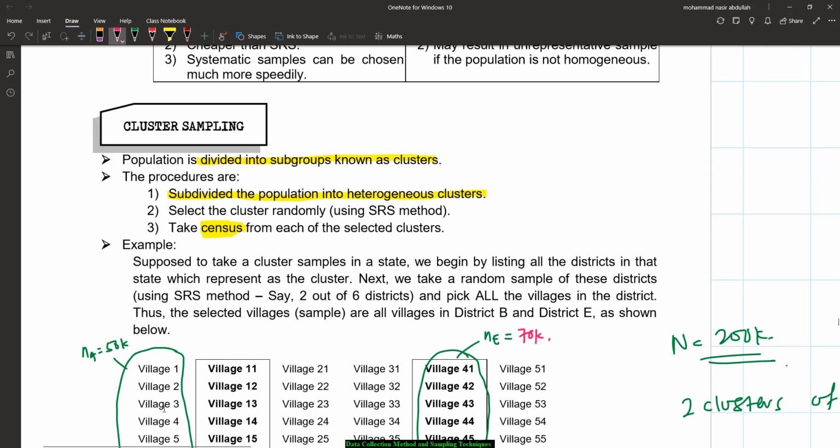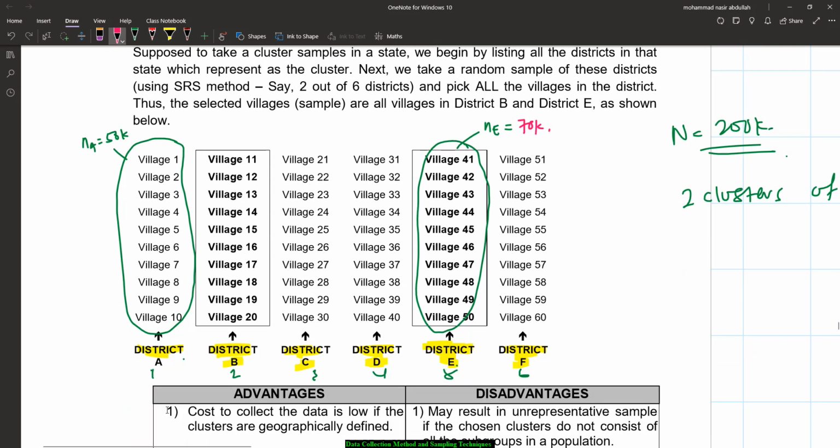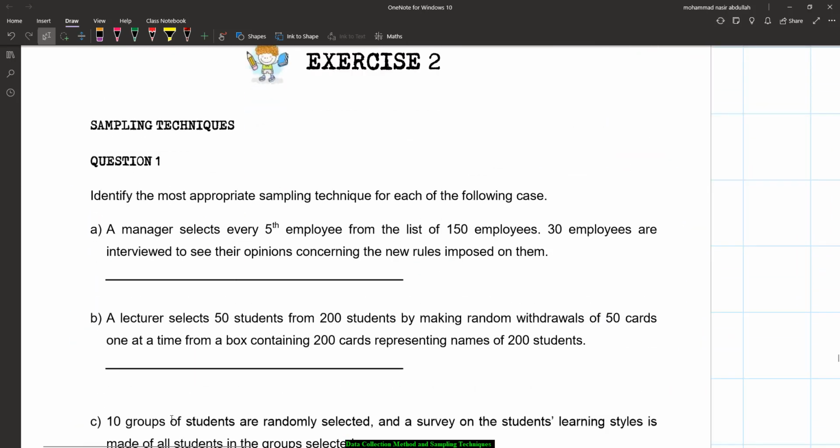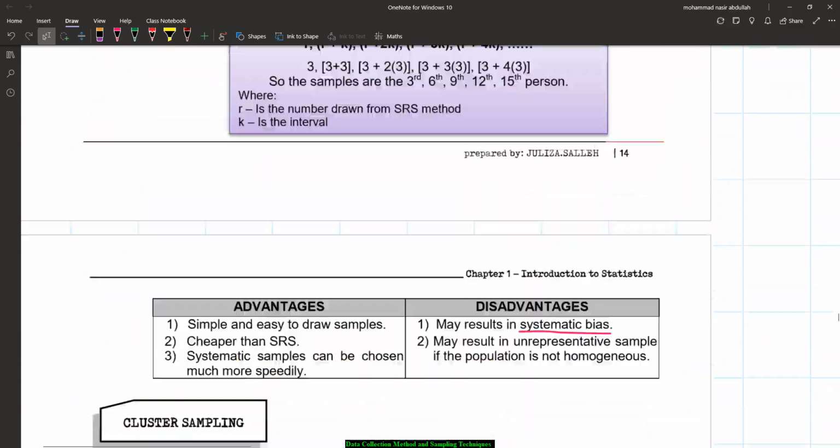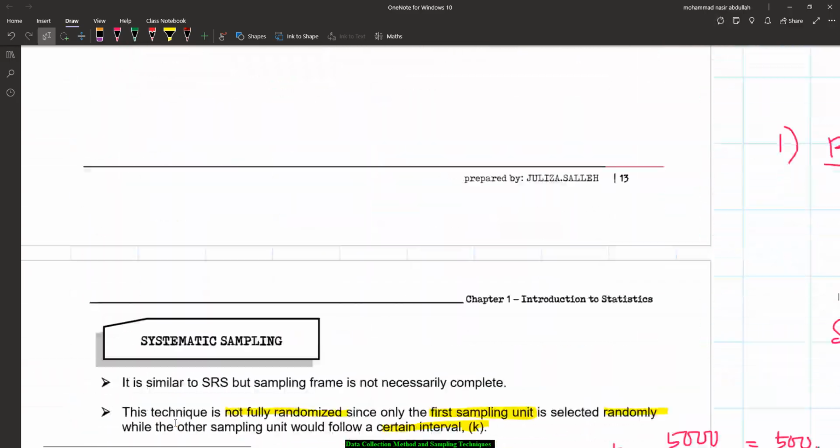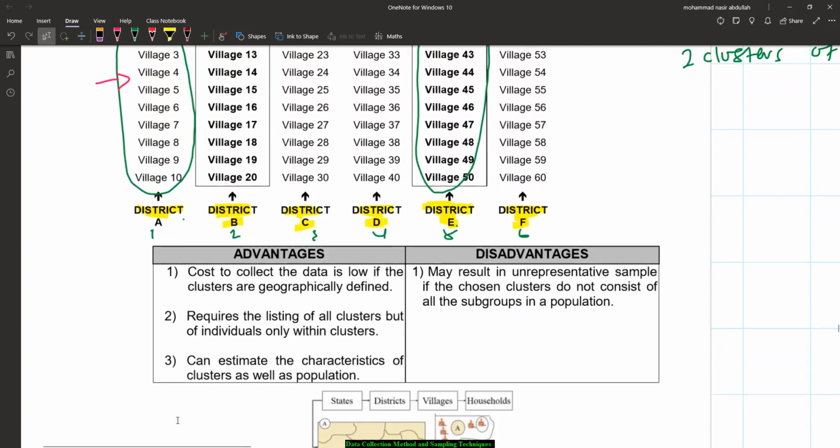So, step number 3, we take census from each selected cluster. So, maksudnya, 50,000 orang dalam district A ni, kita banci semua. 70,000 orang dalam district E ni, kita distribute all the questionnaire to 70,000 people. So this is cluster lah, right? So let's look at into, tak tulis, multi-stage. So multi-stage tak ada, tak apa.